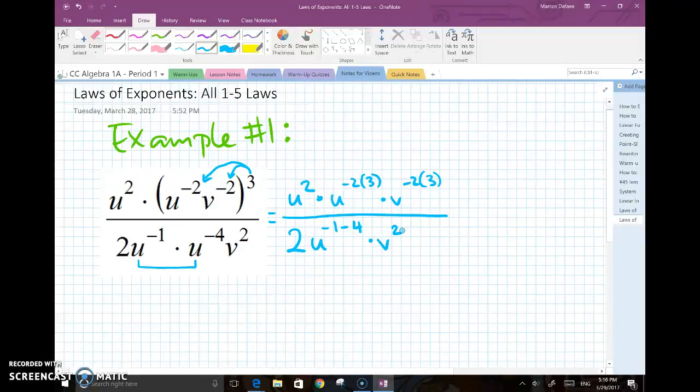Now, going back to the numerator, I have to simplify some more. So I have u to the second power times u to the negative 6th power, that's my new power now, times v to the negative 6th power as well, all over 2u. Now my new power on this will be negative 5. Then I have v to the second power. Okay, moving right along.